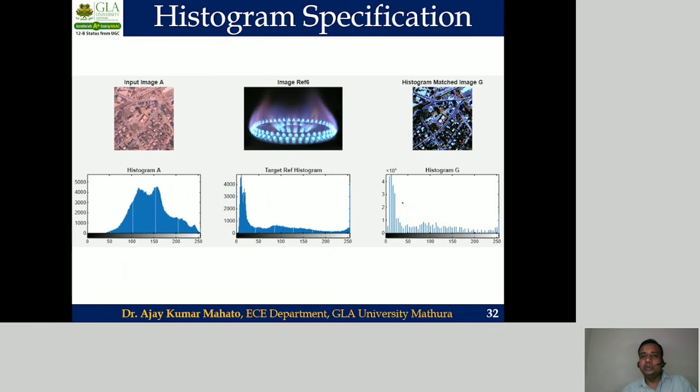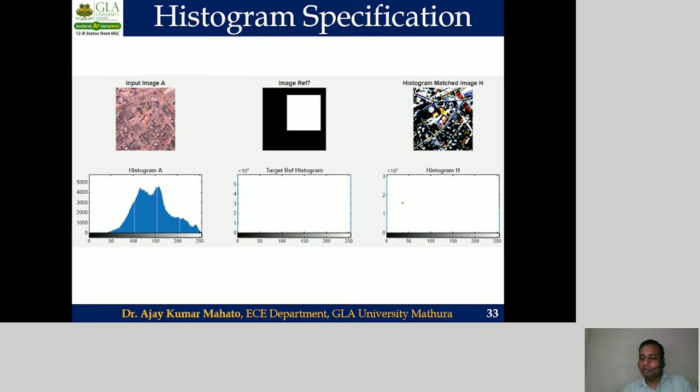So in histogram specification, we can specify the target histogram pattern, and depending upon our target histogram pattern, we can generate n number of histogram match outputs from the same given input image A.